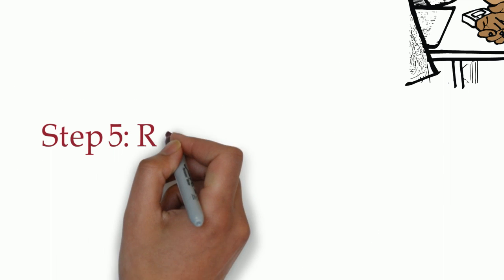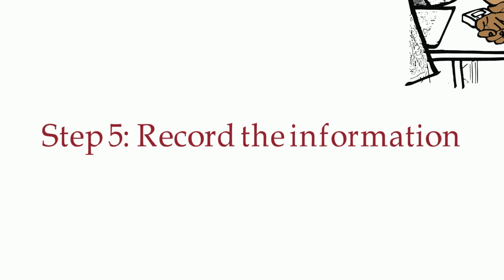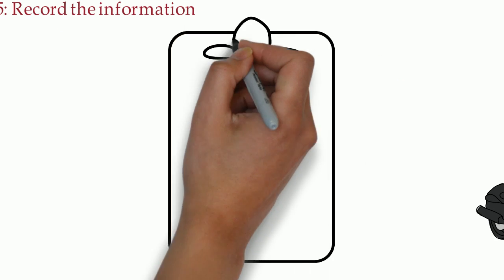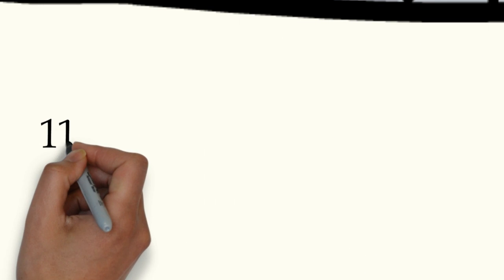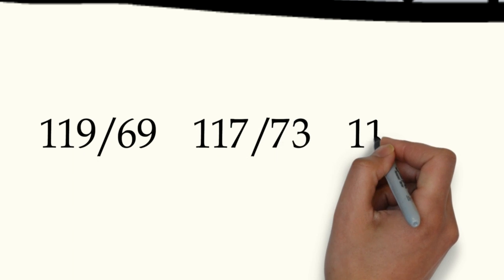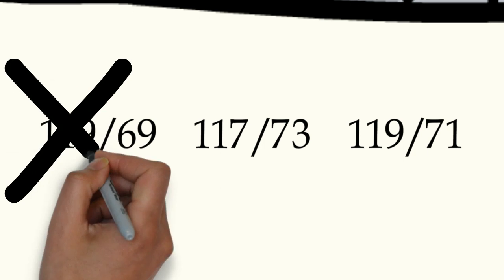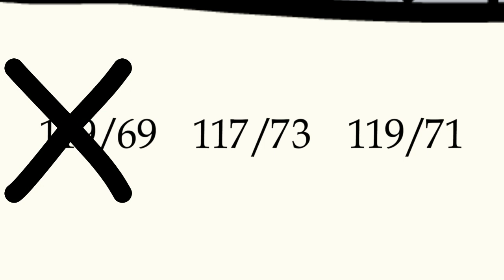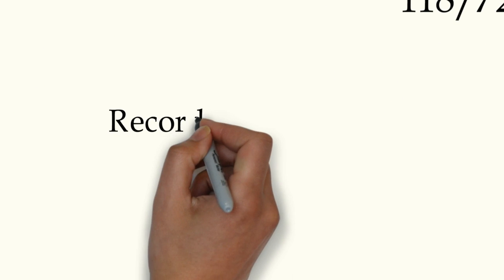Step 5. Now that you have finished measuring the person's blood pressure, be sure to write down all the information you've collected. Record the blood pressure. Do not round any of the numbers. At least 3 measurements should have been taken in the same arm with the patient in the same position. The first reading should be discarded, and the second and third readings should be averaged.